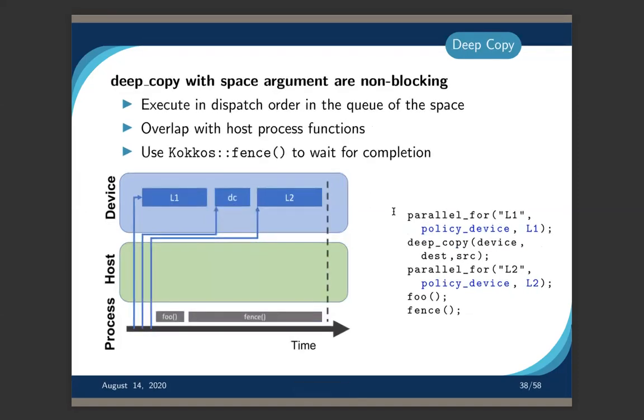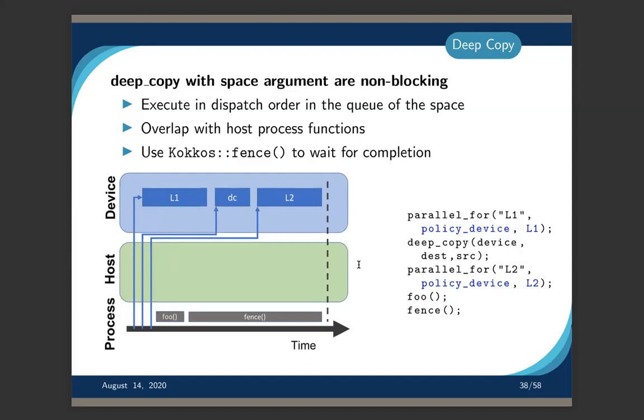However, there is a deep copy operation which is non-blocking, and that is the one where you give it a space argument as the first argument. And what happens if you give it a space argument? Semantically, the deep copy is inserted into the execution queue of that execution space instance. Like I'm doing this, I do a parallel for in the device, I hand it the device, and I give it a parallel for on another device.